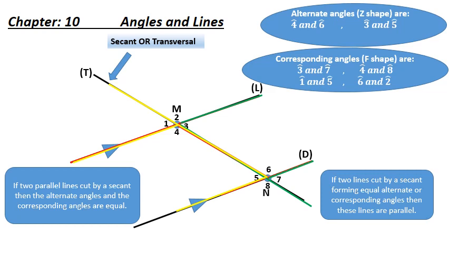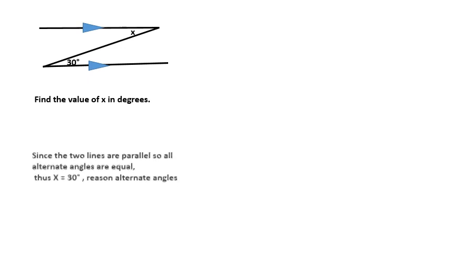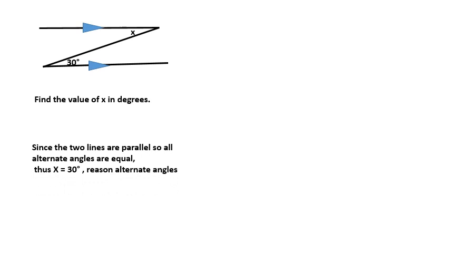Now let's take a look at some examples here. Find the value of x in degrees. We have a figure here. We are given two parallel lines forming a Z shape. One of the angles in the Z shape is 30, so x must be 30 also because the two lines are parallel. Since the two lines are parallel, all alternate angles are equal. Thus, x equals 30 degrees. The reason is alternate angles.